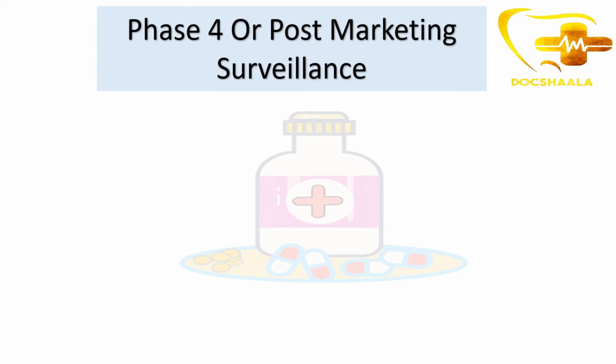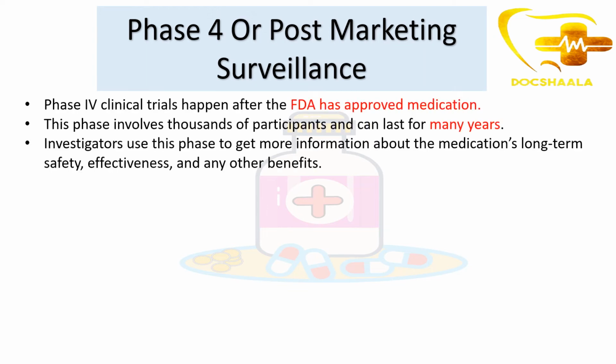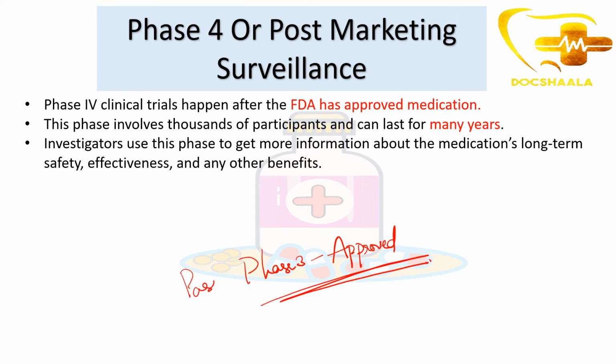Then phase 4, or post-marketing surveillance. So in this phase, what happens? The drug, after the FDA has approved the medication. So once the drug passes phase 3, it will get approved. If it passes phase 3, then it will get approved. So remember this. After that, in phase 4 post-marketing surveillance, once phase 3 has been passed, we'll release the drug into the market.